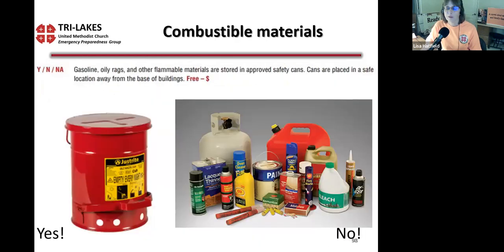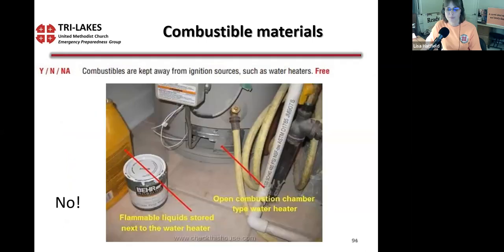Are gasoline, oily rags, and other flammable materials stored in approved safety cans and in a safe location away from the base of buildings? Don't let there be piles of rags in the corner in a cardboard box or near the water heater or anything. Limit, isolate, eliminate, and separate all of these dangerous materials.